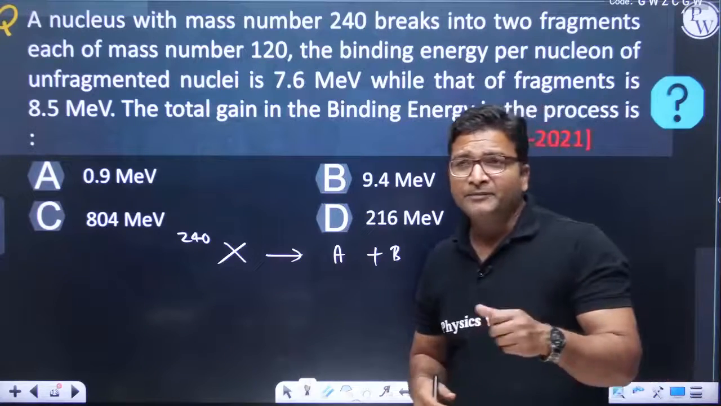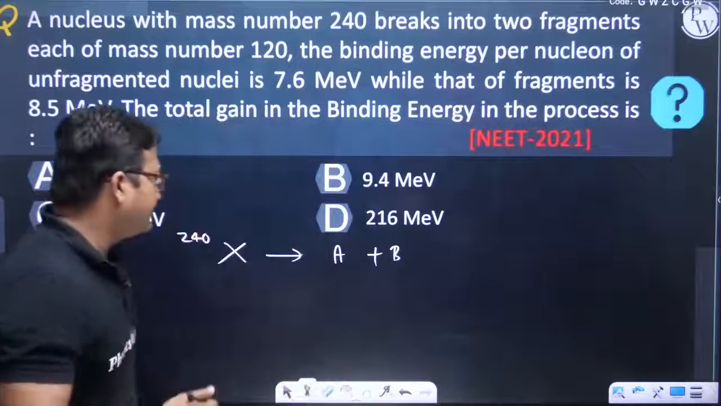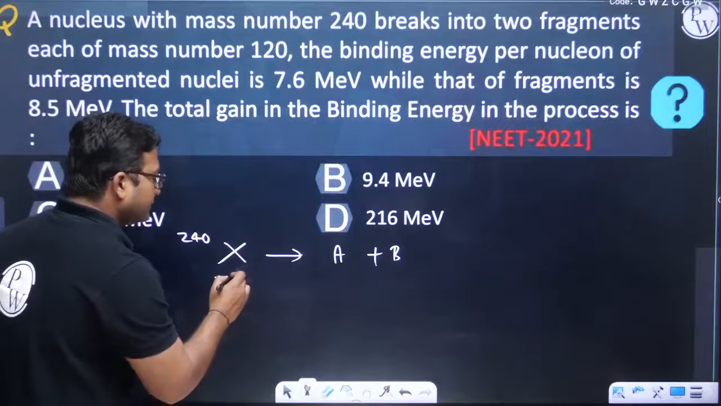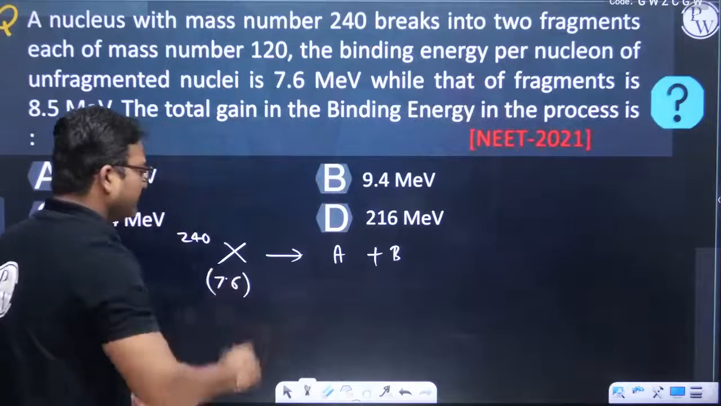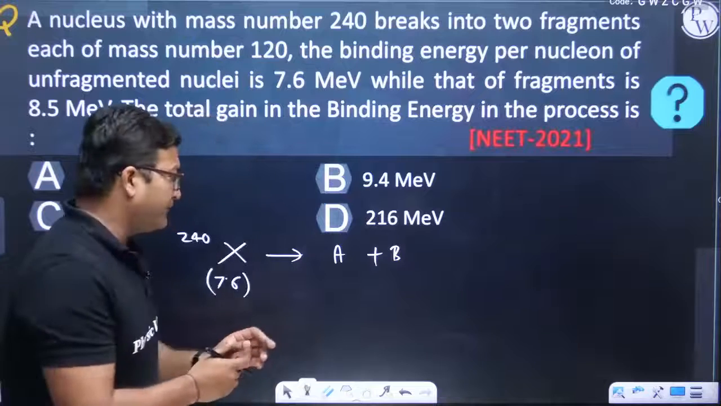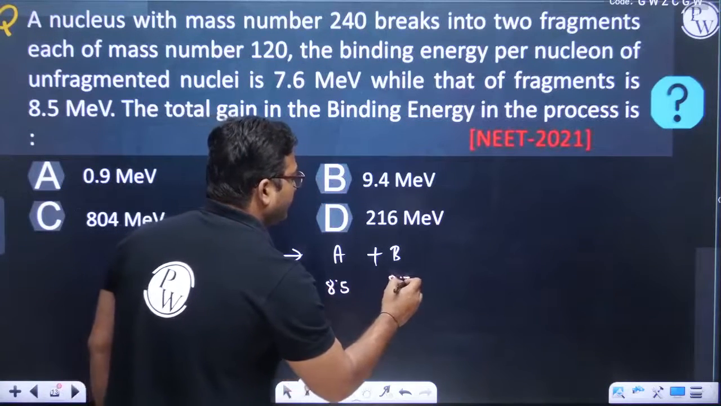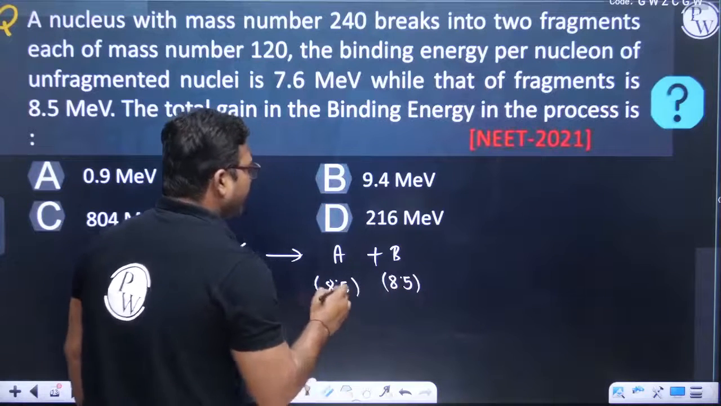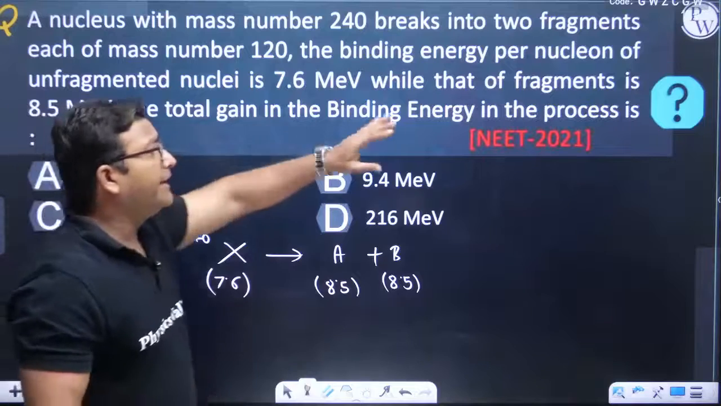The binding energy per nucleon of the unfragmented nucleus, this is 7.6. This is the binding energy of X, and the fragments' binding energy is 8.5 MeV. And they have asked us what is the total gain in binding energy in the process.